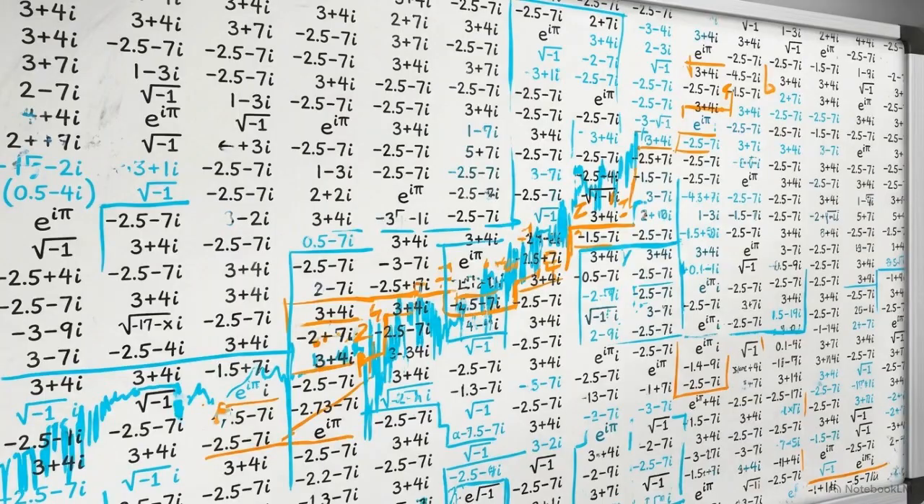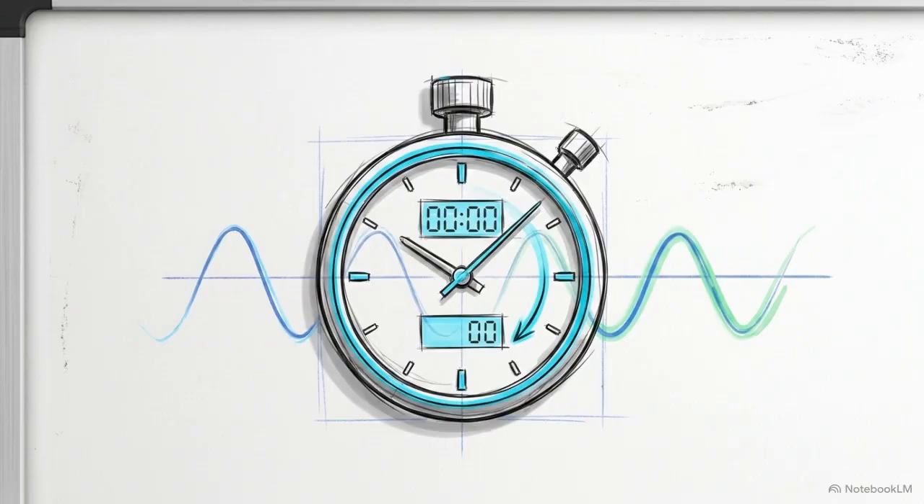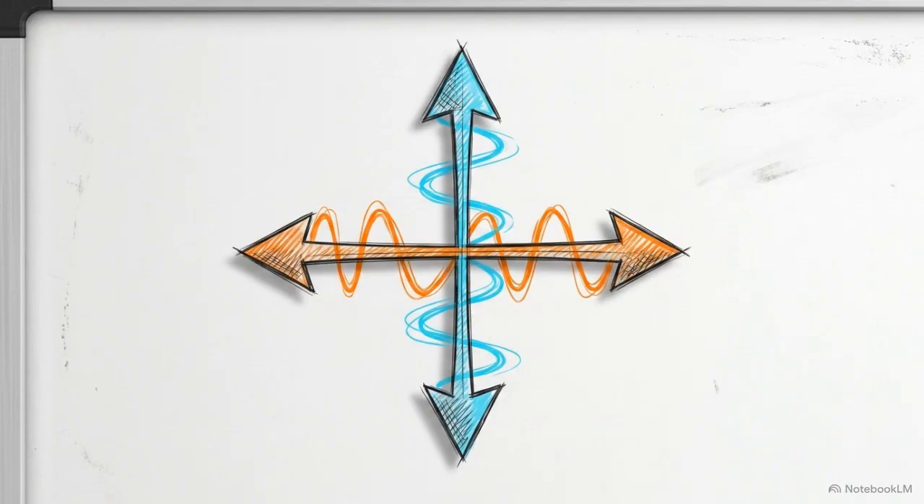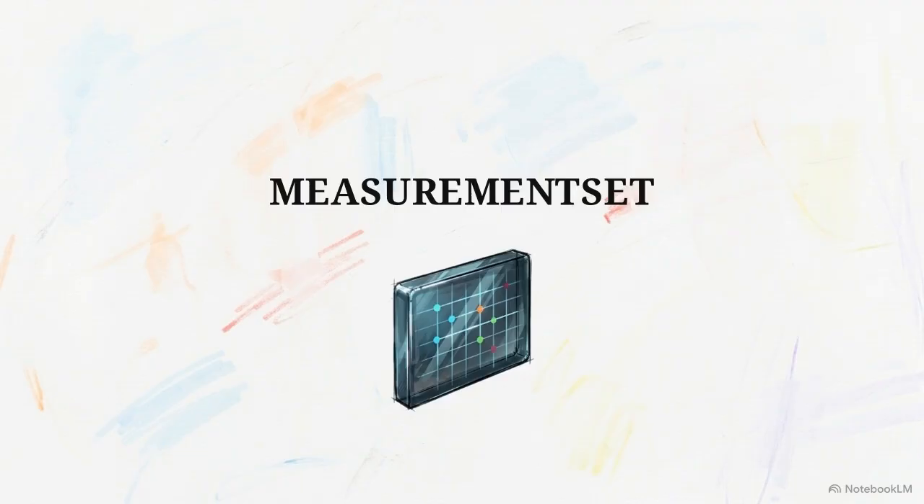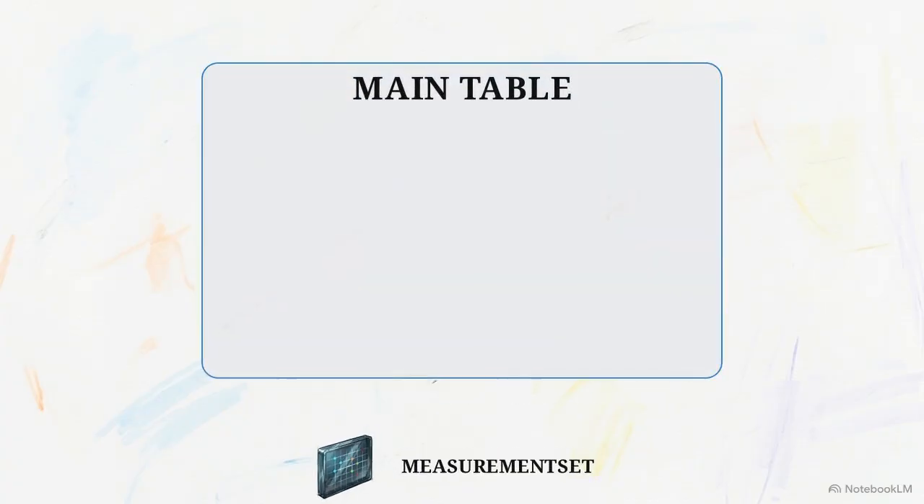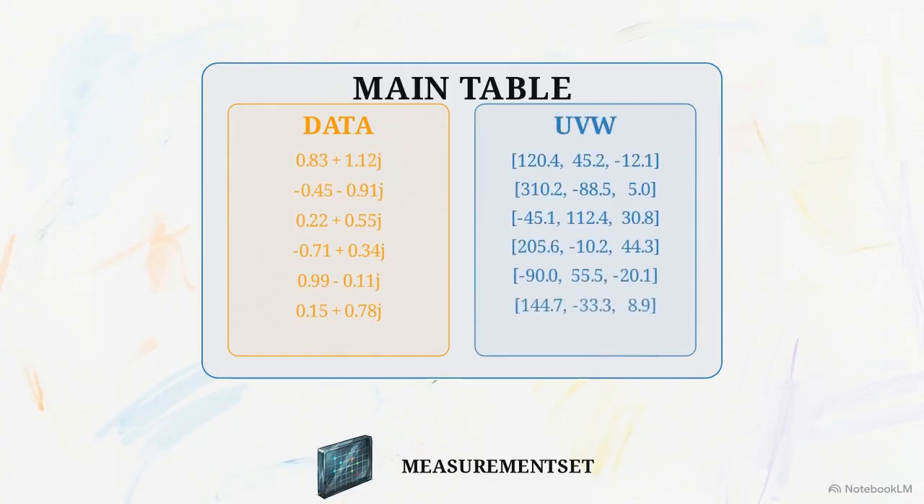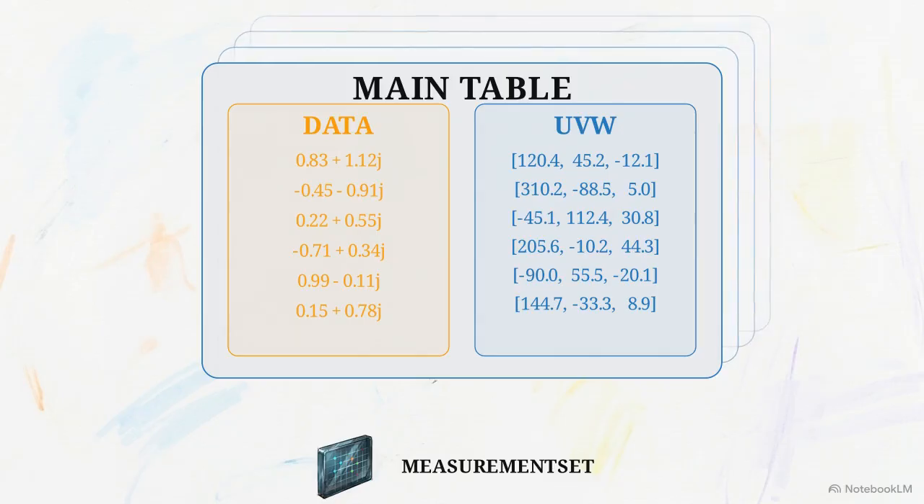The ingestion process begins with the raw correlator output, recording the exact time, the specific baseline, the observed frequency, and the polarization. CASA organizes this multidimensional data using the CASA Core Table Data System, storing observations in a relational format called the measurement set. At the center is the main table, containing the bulk complex visibility matrix, the DATA column, and the array's spatial coordinates, the UVW column.